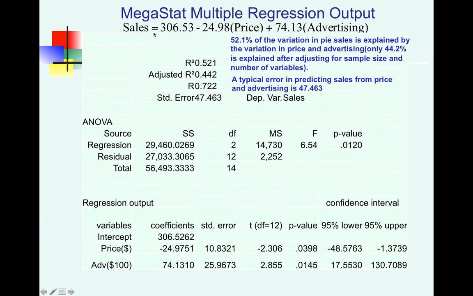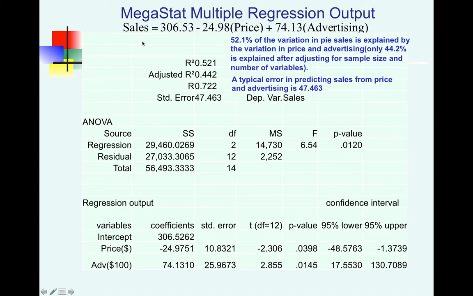So we might put that into Megastat, and if inputting it into Megastat, we might get some output that says that sales is going to be equal to this intercept, 306.53, and that's going to be in, of course, units of sales. So this isn't dollars, it's 306.53 pie sales. This 0.53 is obviously a little superfluous. We might want to just round it up to 307 pies. And the interpretation of that, of course, is that when price is 0 and advertising is 0, this is the number of pies we expect to sell.